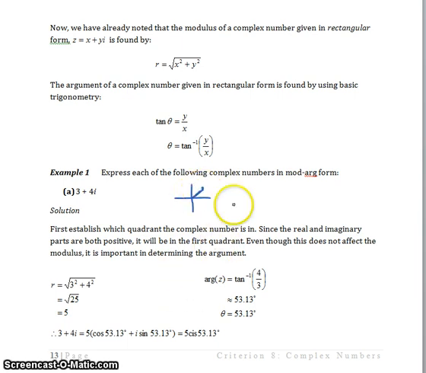So then finding our argument is really easy. It's just our basic angle, which is found by finding arctan, or the inverse tan, of 4 over 3. Putting that into our calculator, because there's no nice exact value for that, we get an approximate angle of 53.13 degrees. And so we can then express our complex number 3 plus 4i in polar form as 5 times cos 53.13 plus i sin 53.13, or more simply as 5 cis 53.13.